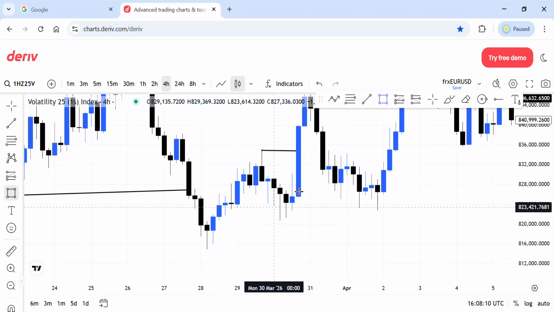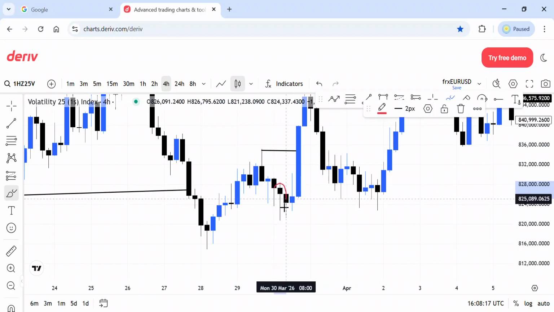Okay, now we have this selling candle. This is the last selling candle. This one here is the last selling candle. Why is it the last selling candle? Who can tell me why?